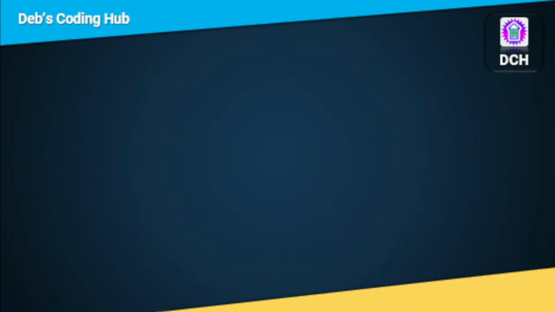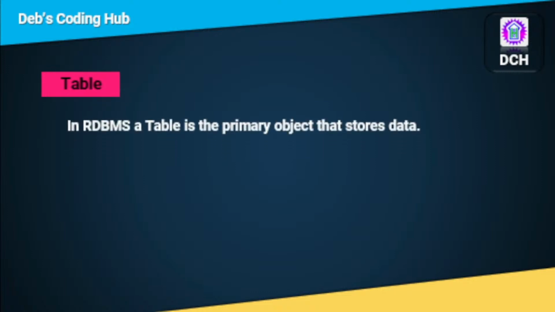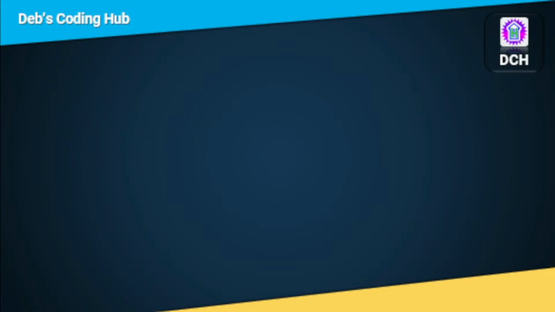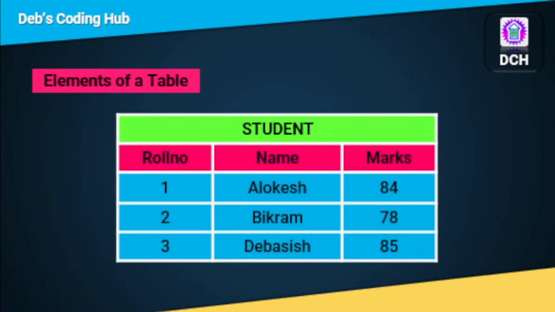Now let us take a look at the primary data object, which is called the table. In RDBMS, a table is the primary object that stores data. A table is a grid of rows and columns that are used to store data. Now let us see the elements of a table. So this is one table structure. Let us point out the different elements in this table. The top row is not actually a row. This is the name of the table, which is student. So this table will store information about students.